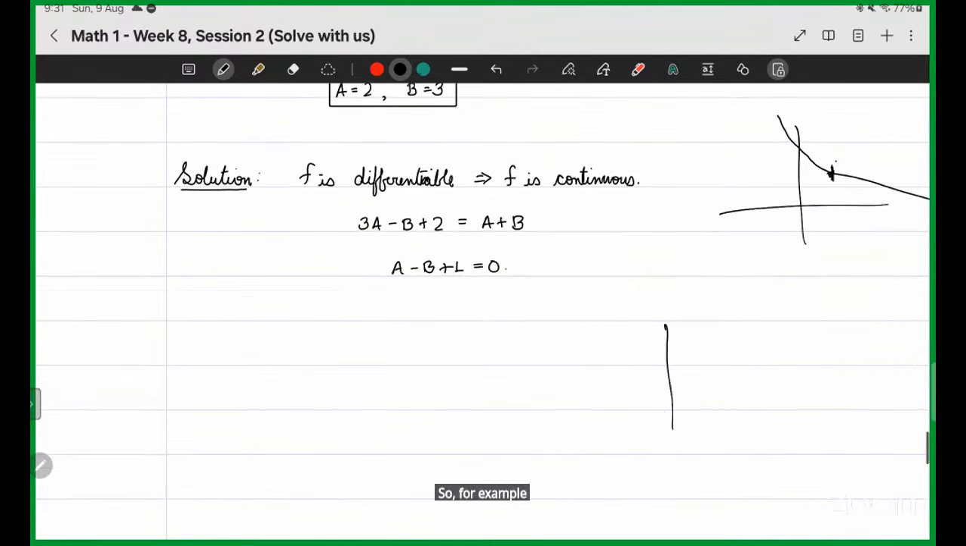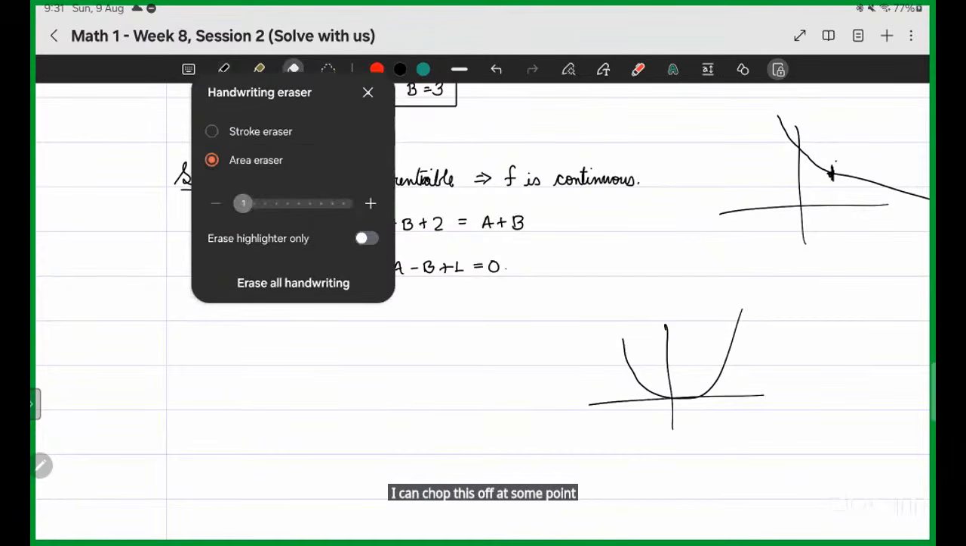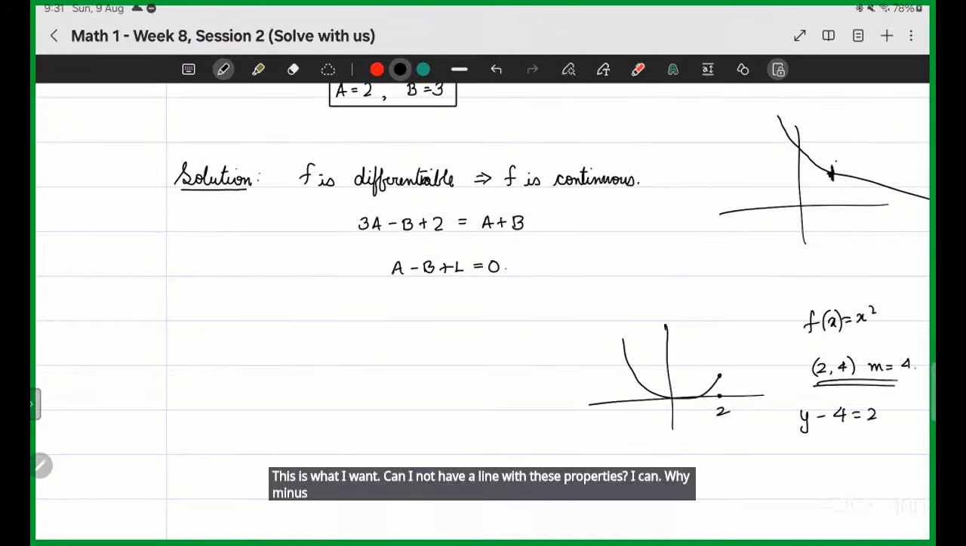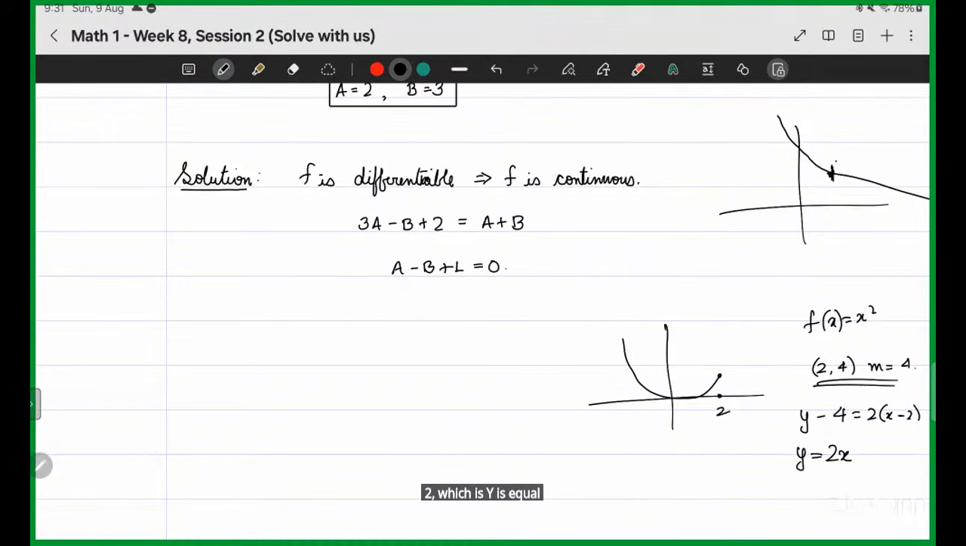So for example, take just x square, right? I can chop this off at some point. Let's say I'll just chop this off at this thing. So this is f of x is equal to x square, and this is, let's say, the point x is equal to 2. Over here, the slope is 4. So I have this point 2, 4, and m is equal to 4, let's say. This is what I want. Can I not have a line with these properties? I can.